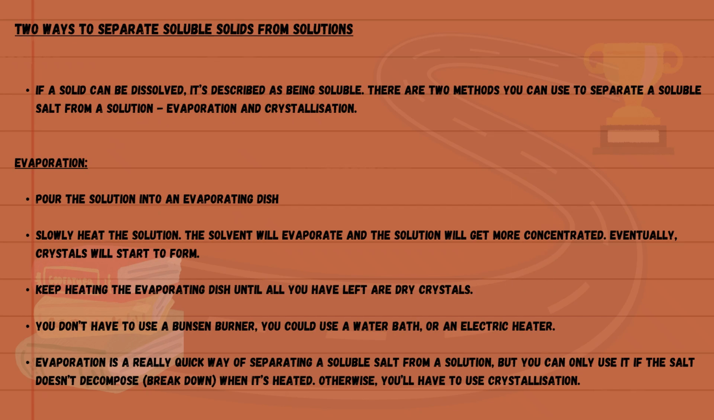Two ways to separate soluble solids from solutions. If a solid can be dissolved, it's described as being soluble. There are two methods you can use to separate a soluble salt from a solution: evaporation and crystallization.